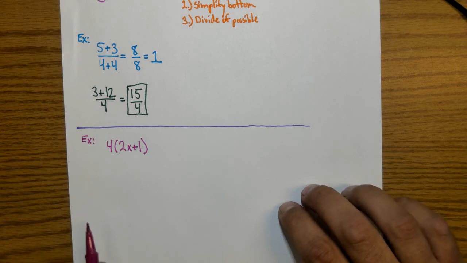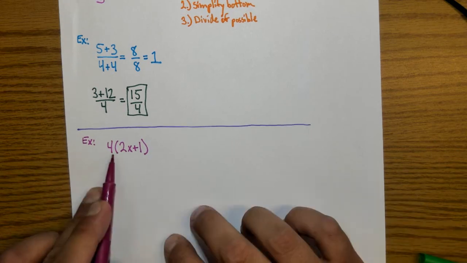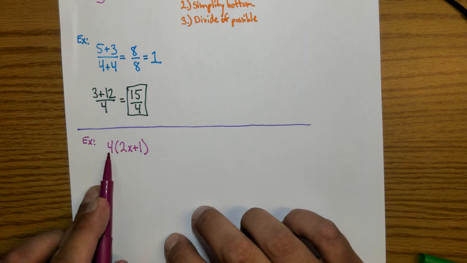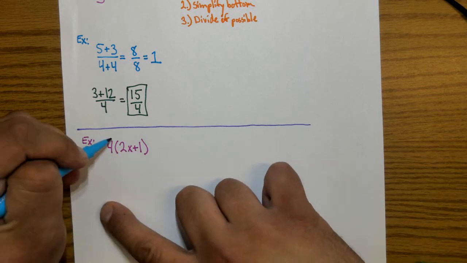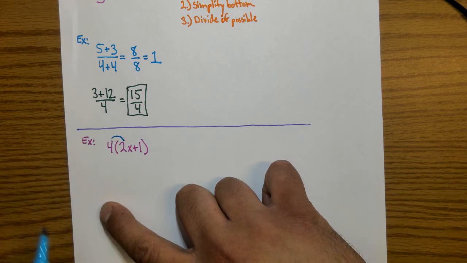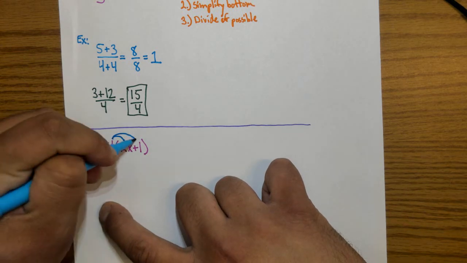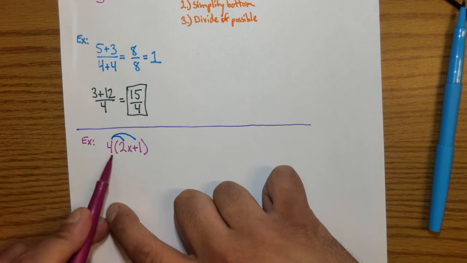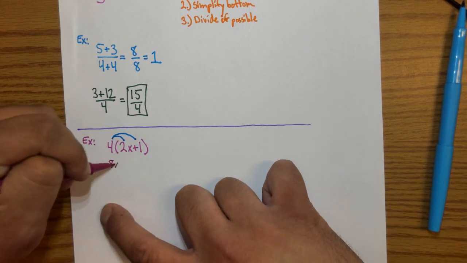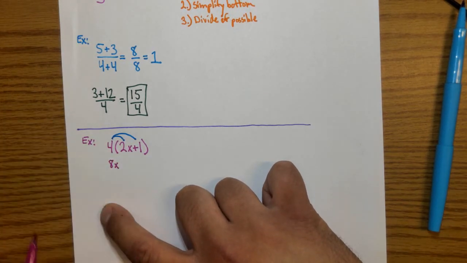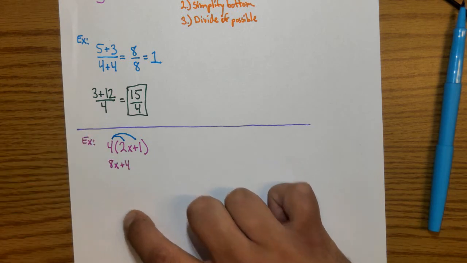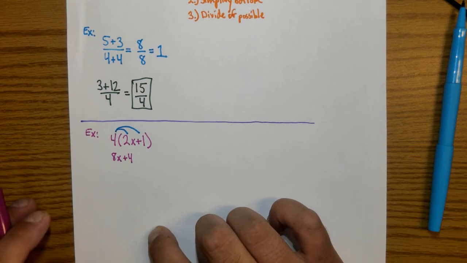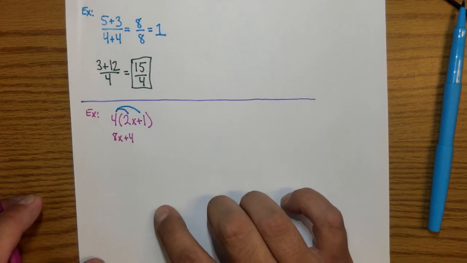So here all we're going to do is distribute this 4. Remember, this 4 is being multiplied to both of these terms. So really what we need to do is multiply this 4 times the 2x and the 4 times the 1. Well, 4 times 2x is 8x. 4 times a positive 1 is just 4. And that's our answer right there. Sorry about the squeaky pen.